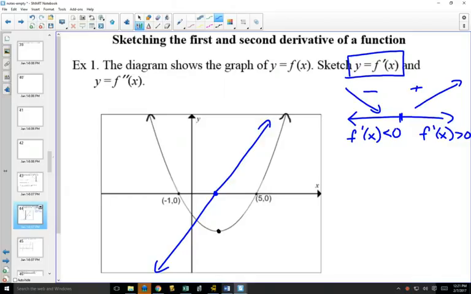Other things that I would do when sketching this graph. I would say to myself, my original graph, what would you guess my original graph to be? What kind of graph? Probably a parabola, right? So if this is a parabola, what would the derivative of a parabola be? It'd be linear. So I would need my graph to be linear as a result.